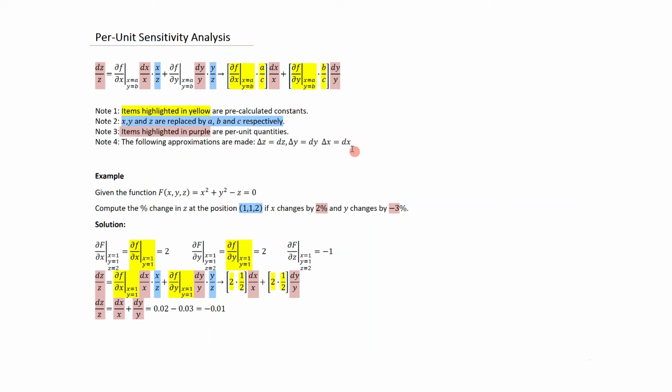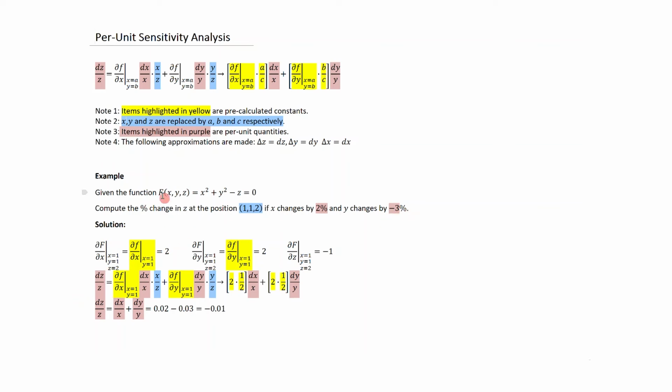So let's work out an example. We're given the function in implicit form, that is f(x, y, z) equals x squared plus y squared minus z equals 0. And we want to compute the percentage change in z at the position 1, 1, 2 if x changes by 2% and y changes by minus 3%.